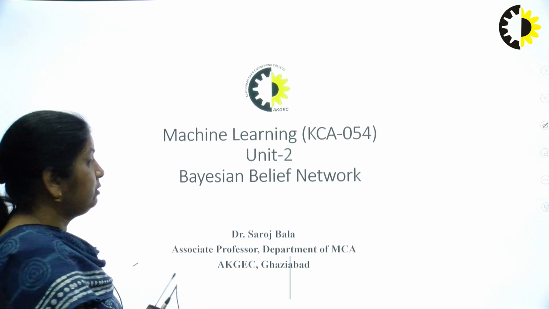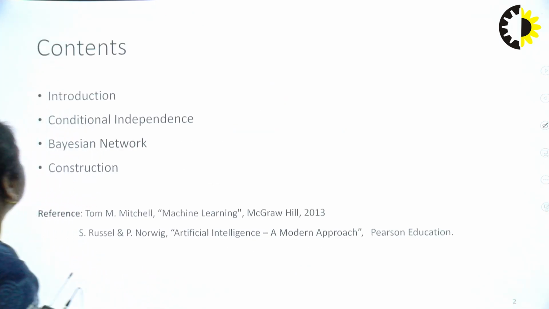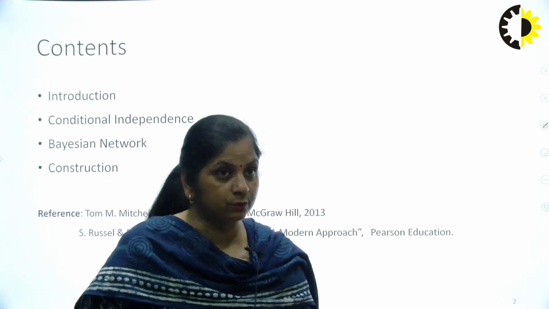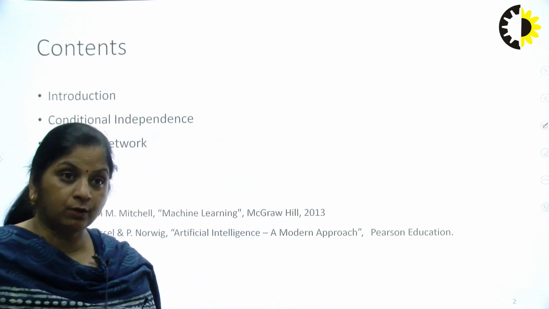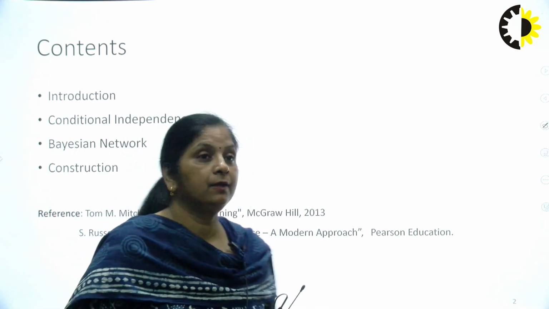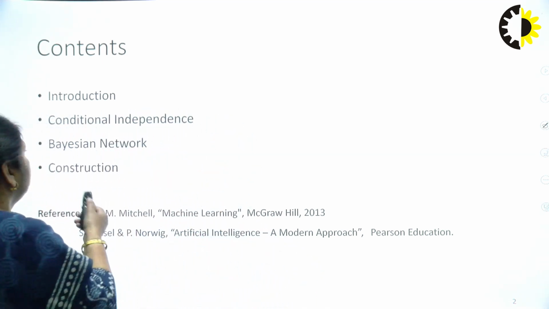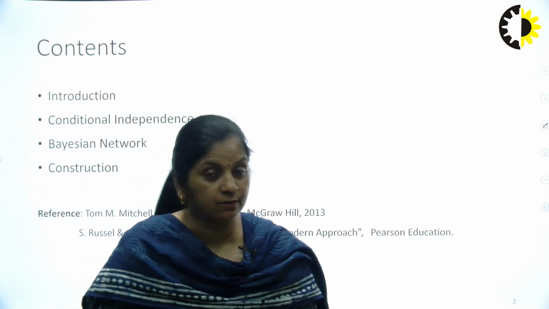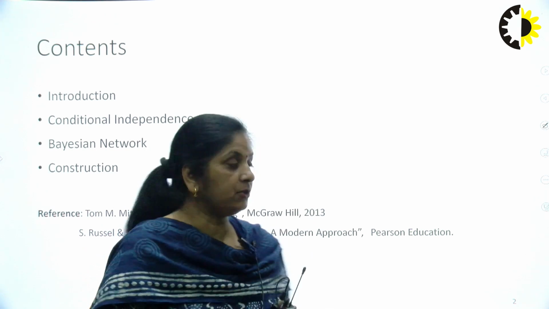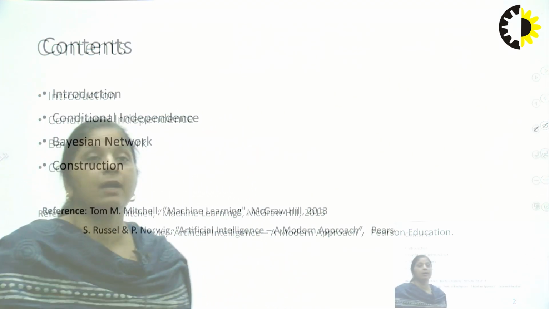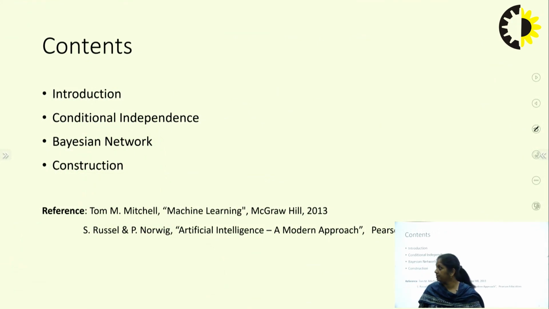So what we are going to cover in this lecture is an introduction to Bayesian belief networks. Where do we use it? Which concept does it use? The concept is conditional independence. Then we'll talk about the Bayesian network formally: how we represent it, what it consists of, and a formal definition, followed by the way of inferencing and construction of Bayesian belief networks.